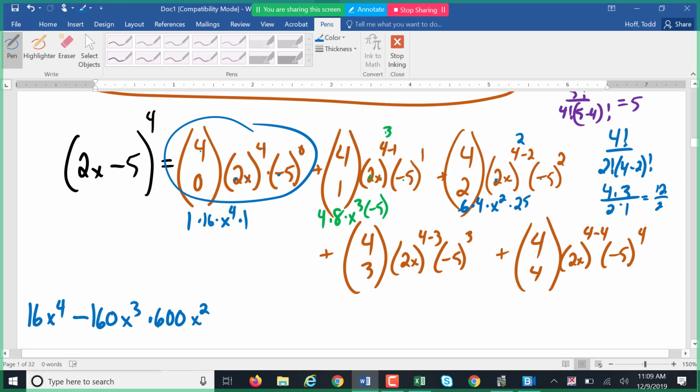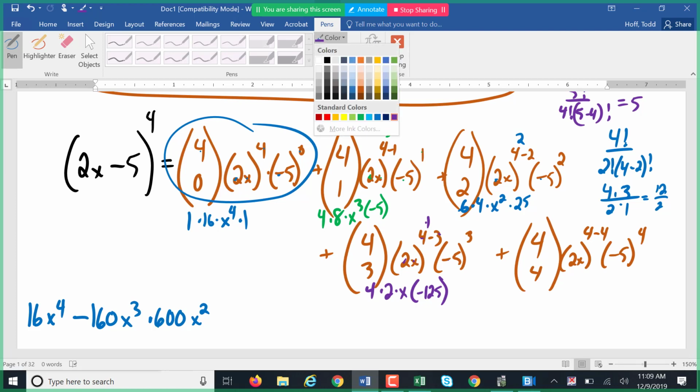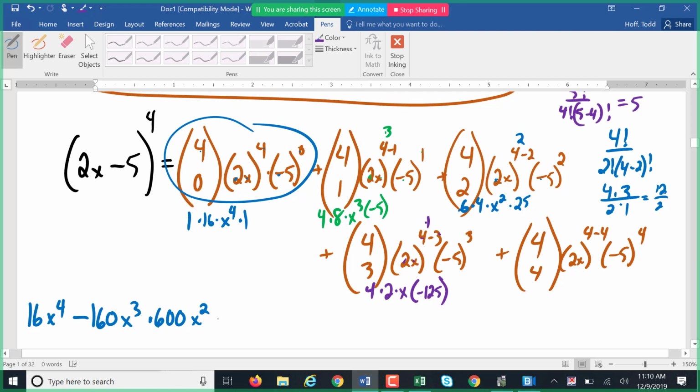And then here, 4 choose 3, that's just 4. 4 minus 3 is 1, so 2 to the 1 is just 2. X to the 1 is just x. Negative 5 to the third is a negative 125. So 4 times 2 is 8, times negative 125 is a negative 1,000. And that's just x is my only variable there.